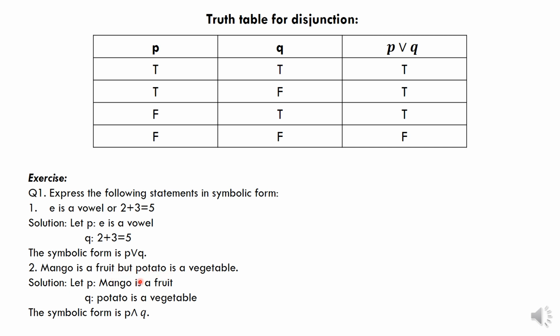Next sum, mango is a fruit but potato is a vegetable. Let P, mango is a fruit and Q, potato is a vegetable. The symbolic form is P and Q, as you must be remembering, but symbolizes and, but is the same as and in logic.